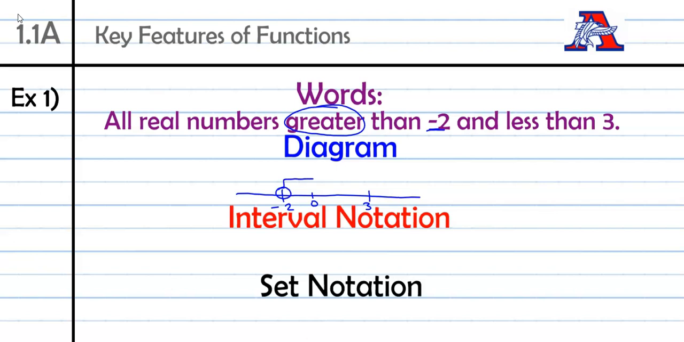And then we also have less than 3. So I'm going to go to the 3, and again, we're not including 3. We have all of our numbers less than 3. Anything in between -2 and +3 would work for this set of numbers. 0, 1, 2, 2.5, 2.9999999. But not 3, not anything greater than 3. Not -2, not anything less than -2.